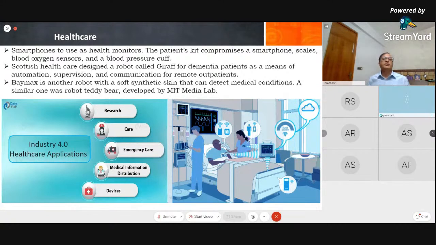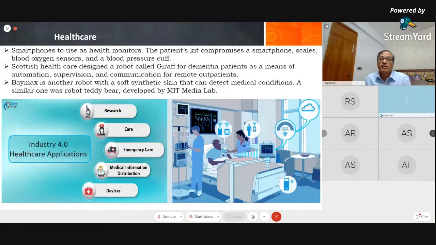Yes. So, if you talk about healthcare, the implementation of Industry 4.0 in healthcare can influence healthcare research, healthcare givers, emergency care in healthcare, medical information distribution, and devices used for healthcare. So these are the areas which have potential implications of Industry 4.0. Before talking about these individual components of healthcare, I'll give you a few examples.